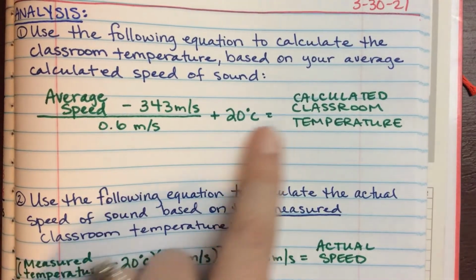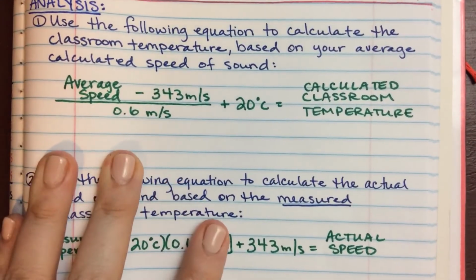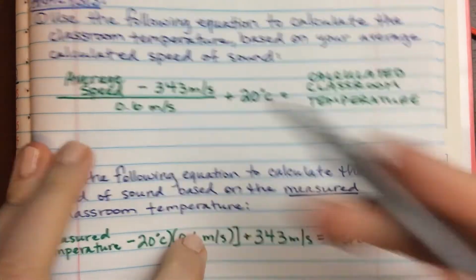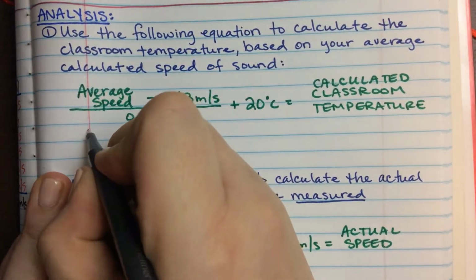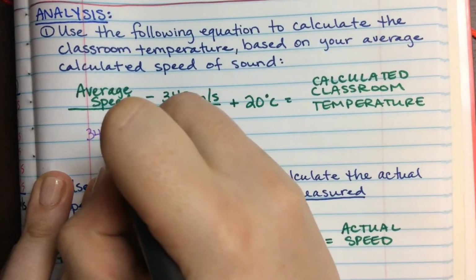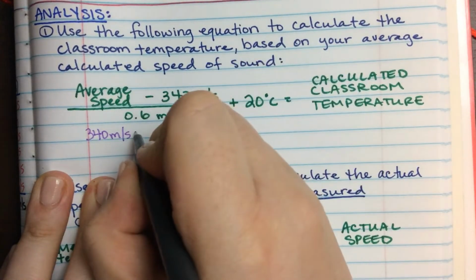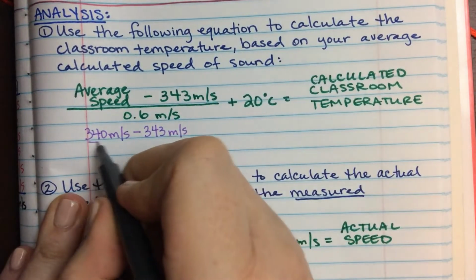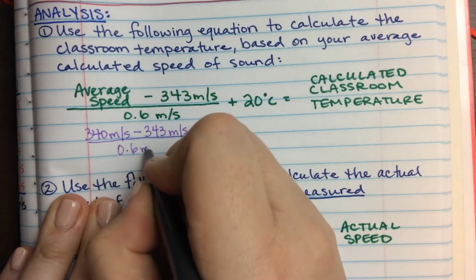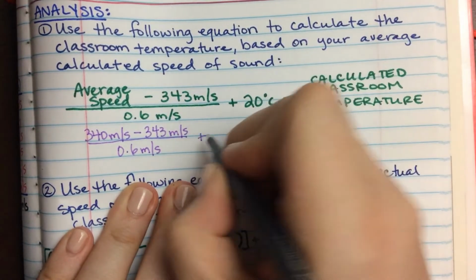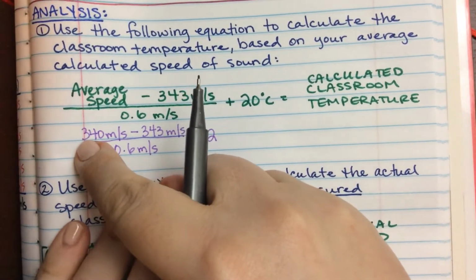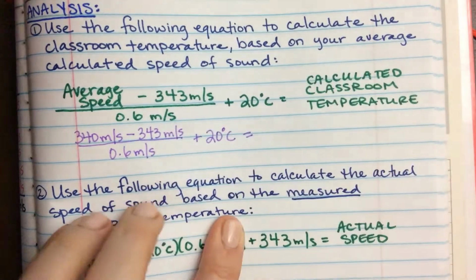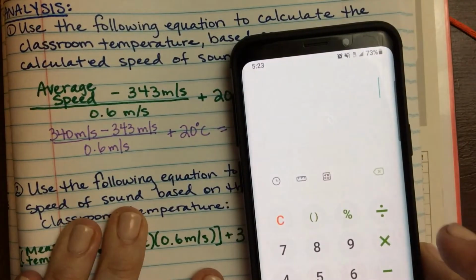So based on my calculations, I'm going to come up with a temperature. The first thing I'm going to do is plug in my number. My average speed, remember, was 340 meters per second. And I'm going to just copy the rest of the equation. You should be doing yours right now as well, with that first number being whatever you calculated. Everything else is the same. So now we're going to plug it in the calculator.